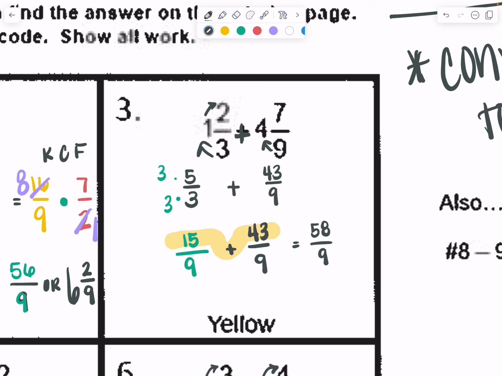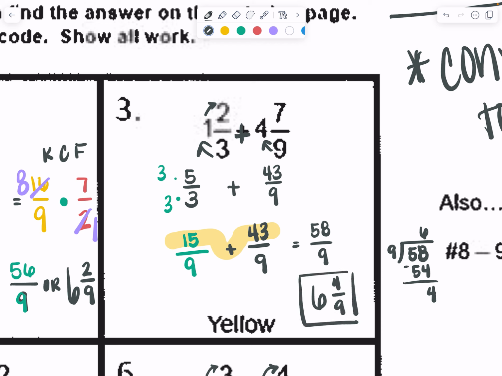But then we also want the mixed number version, which is going to be 6. And this is if I'm dividing. So you would do your 58 divided by 9. And 9 times 6 gives me 54. Subtract, and then I have 4 over 9. And again, that was something we looked at in the previous class as well.